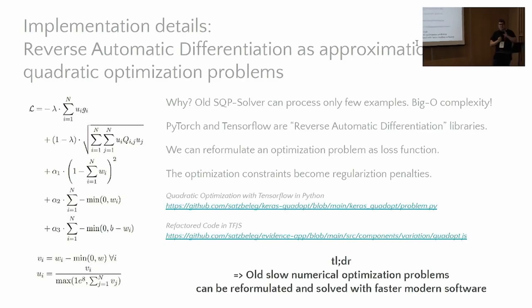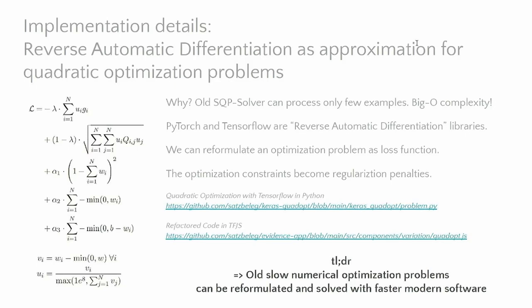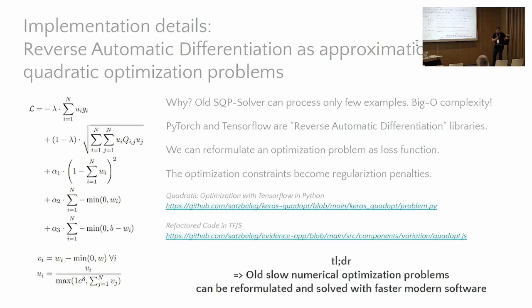With all the buzz about neural networks and deep learning, there was also another innovation that most people don't talk about. We got reverse automatic differentiation software. So the optimization problem here, we can rewrite as a loss function and approximate it with modern software, which is much faster because the complexity of these algorithms is lower. So we can use a higher number of sentence examples to solve this problem. If somebody's interested in talking about this, we can talk about it later.